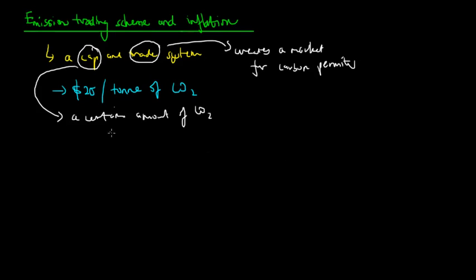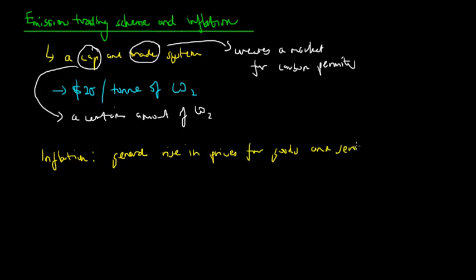But before we go into that, we're going to revise the concept of inflation. So inflation is the general rise in prices for goods and services. Now inflation comes in two ways. Firstly, demand inflation, and secondly we have what is known as cost inflation.